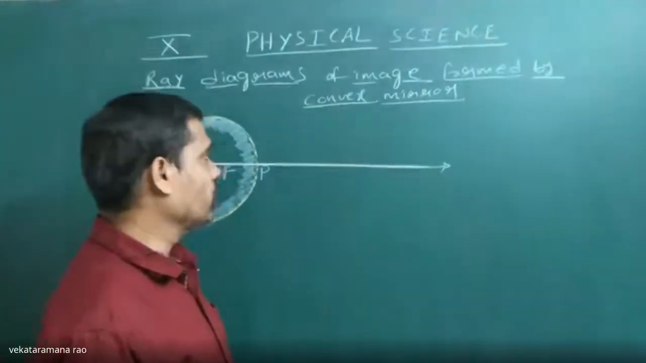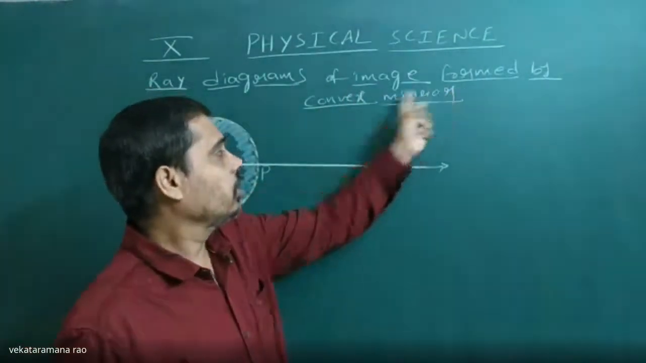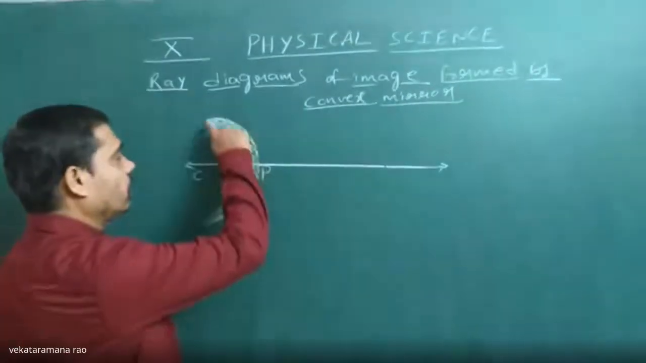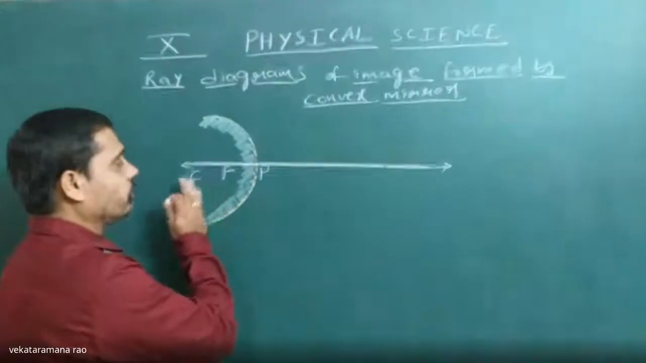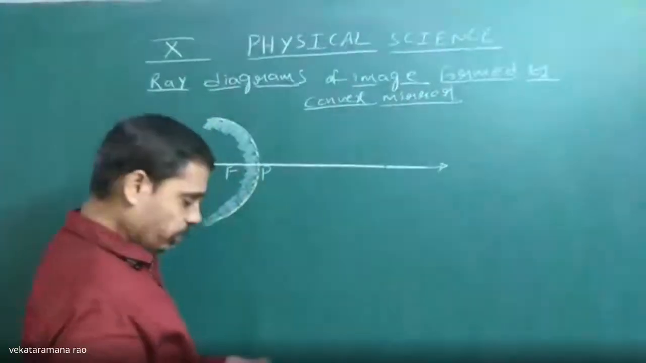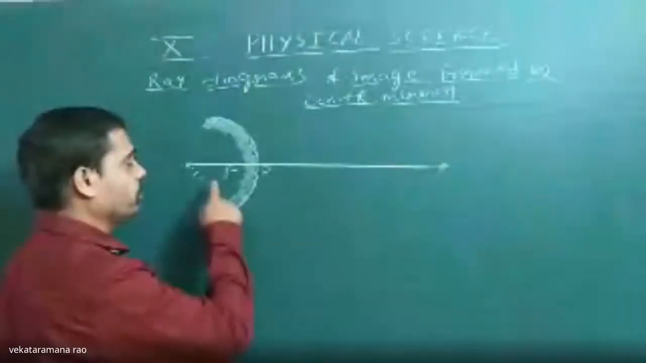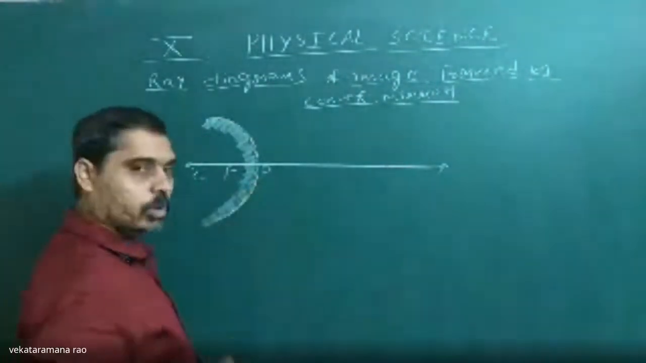Now we have to go for ray diagrams of image formed by convex mirror. First, let me draw one convex mirror. The bulge curved outward surface is the reflecting one; the curved inward surface is painted, coated or silvered. Now let us mark center of curvature, focal point and pole.